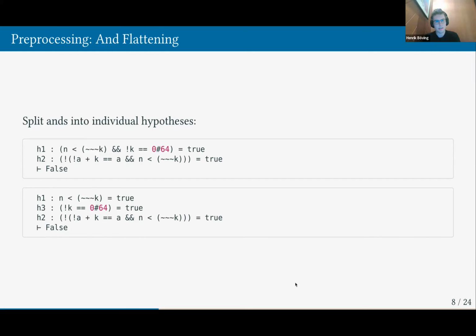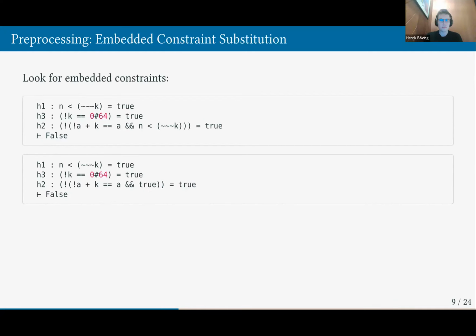And the reason that we are doing the splitting is mostly as a preparation for the next step, which is embedded constraint substitution. And that's basically equivalent to simp_all. So in this case, we can substitute H1 in H2, right? Otherwise, no substitutions available, unfortunately. And then we are left with this end true here.